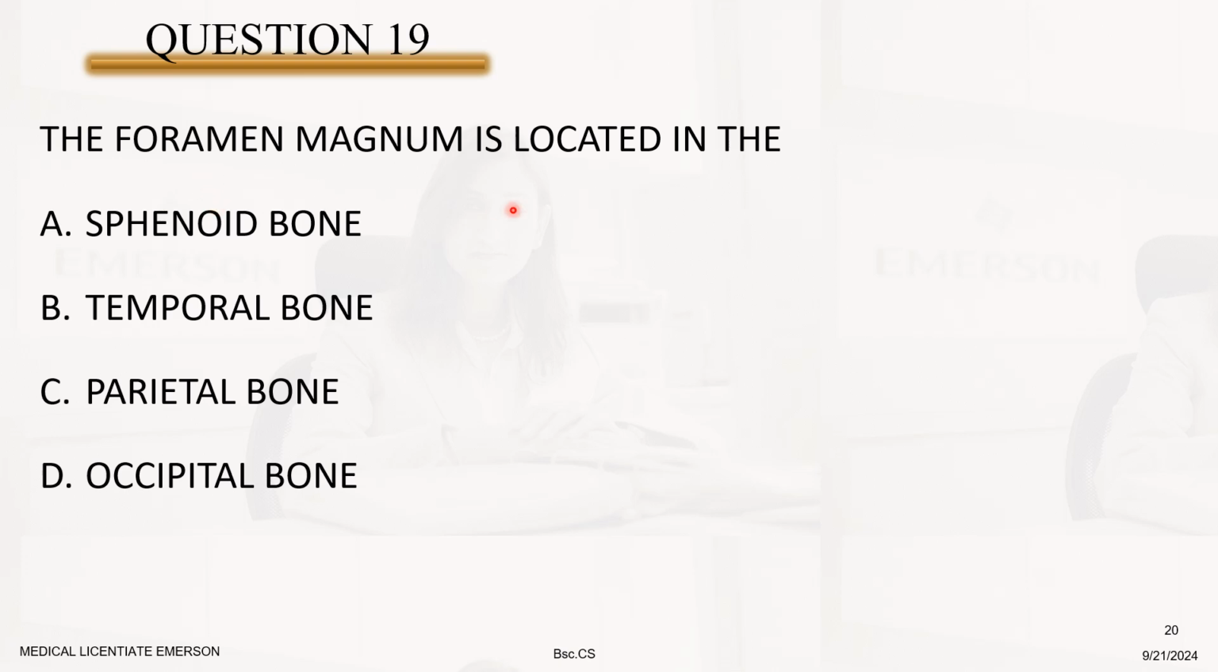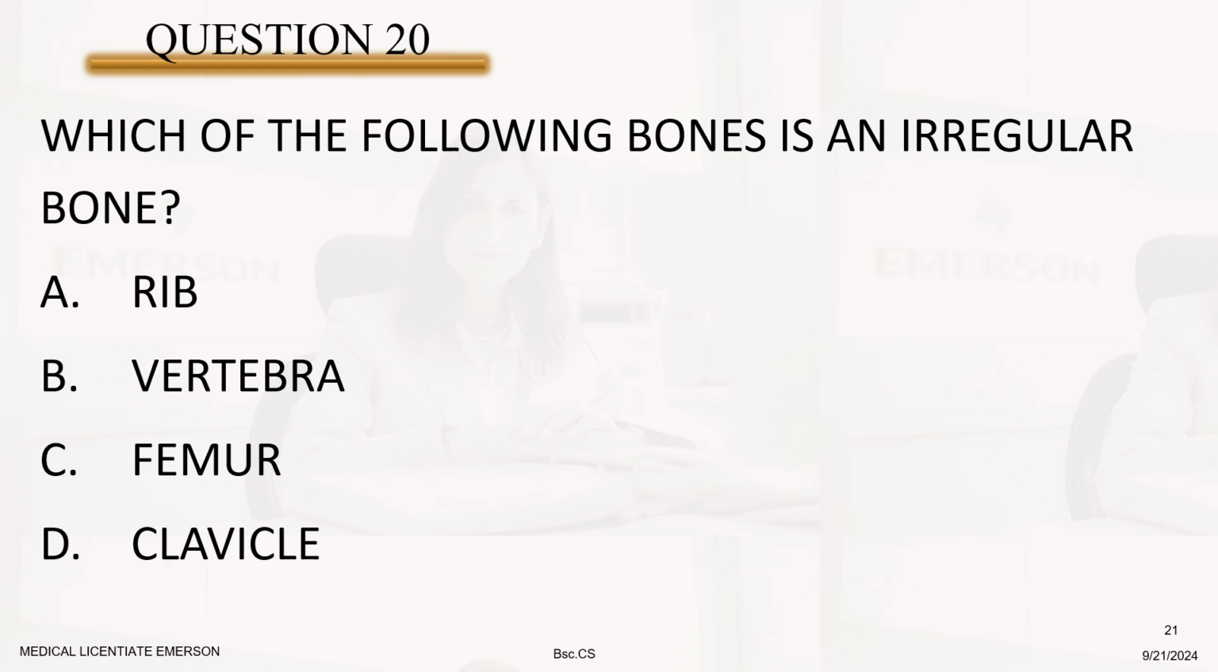Then, the foramen magnum is located in the dash. Is it in the sphenoid bone, temporal bone, parietal bone, or the occipital bone? Where is it actually located? The foramen magnum is located in the occipital bone.